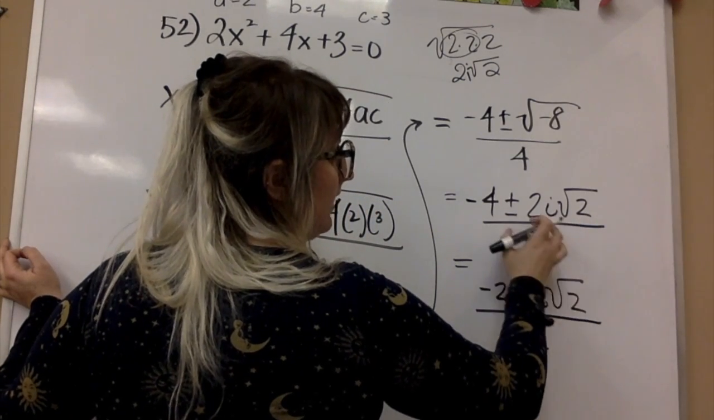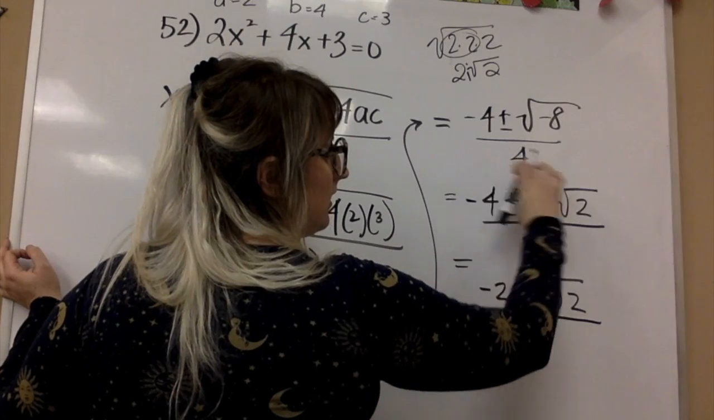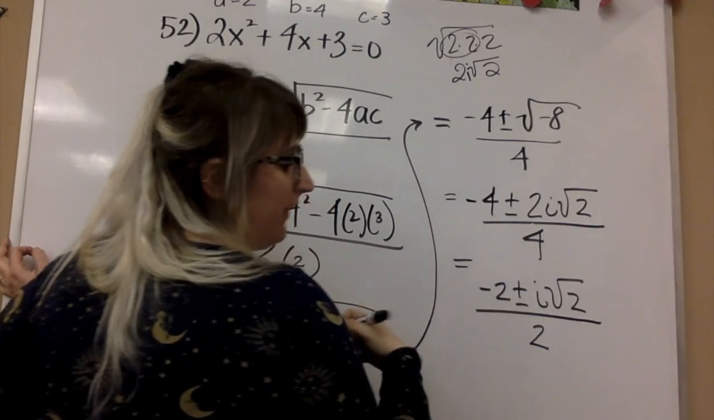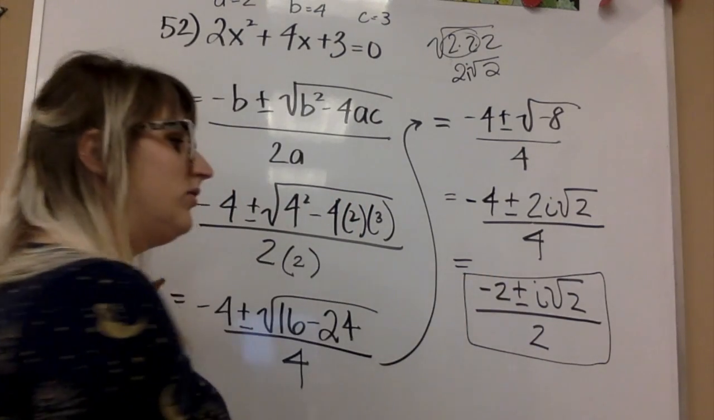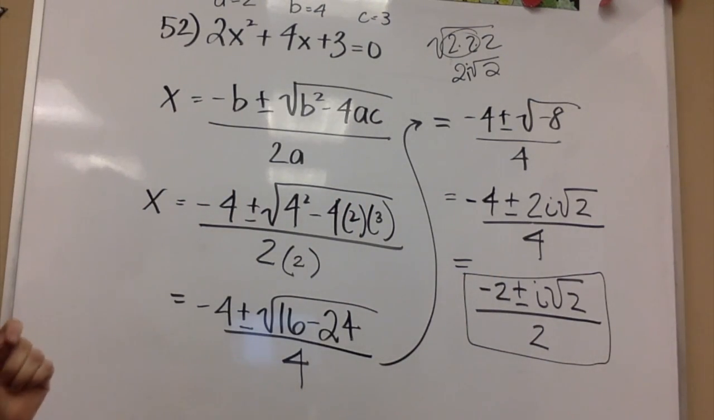So when you're dividing by 2, we're doing the outside. Okay, don't try to divide that one. So your answer is negative 2 plus or minus i root 2 divided by 2.